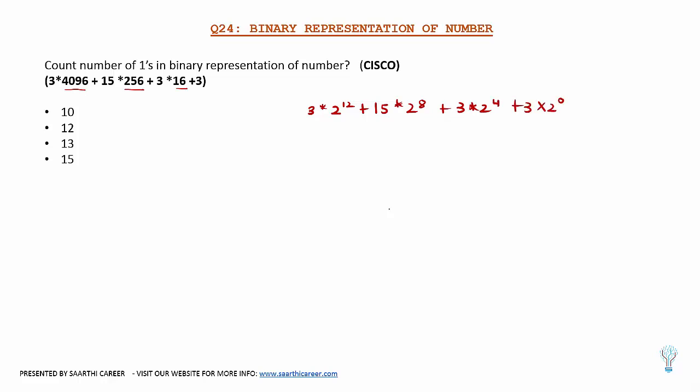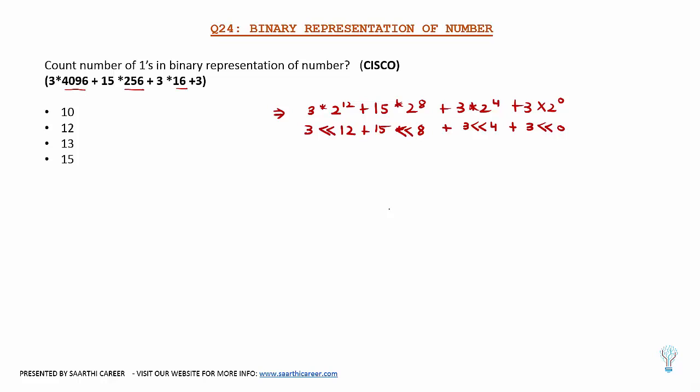Now if you remember one of our earlier questions on bitwise operators, you will remember that multiplying a number by powers of 2 is basically left shifting by that many bits. So if I multiply 3 with 2 to the power 4, it's basically saying 3 left shifted by 4 in binary, and this would mean 3 left shifted by 0. This would mean 15 left shifted by 8, and this would mean 3 left shifted by 12.